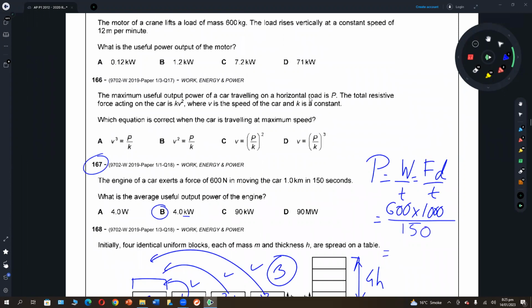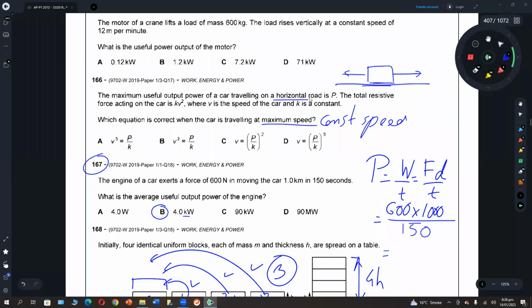Okay, Shayan, good. The maximum useful output power of a car traveling on a horizontal road is P. The total resistive force acting on the car is KV squared, where V is the speed of the car and K is a constant. Which equation is correct when the car is traveling at maximum speed? Maximum speed means that speed is constant. And when speed is constant, what happens?